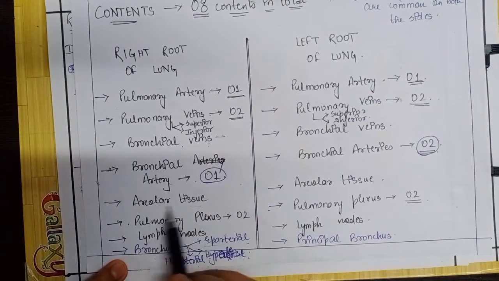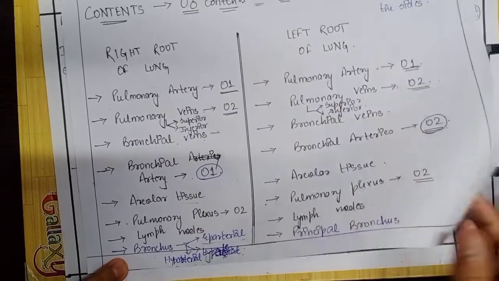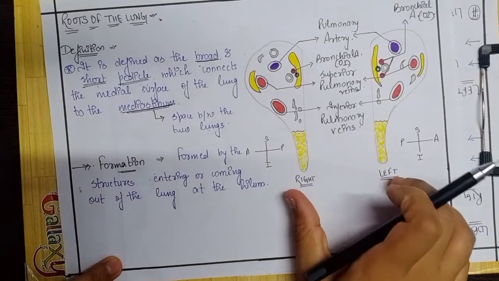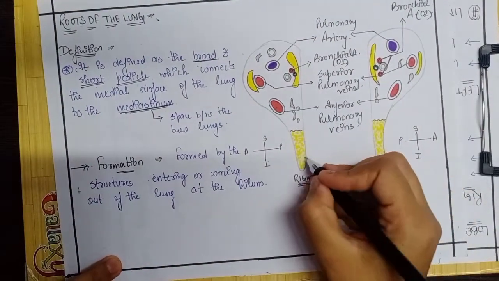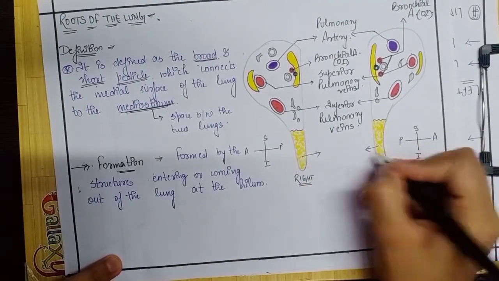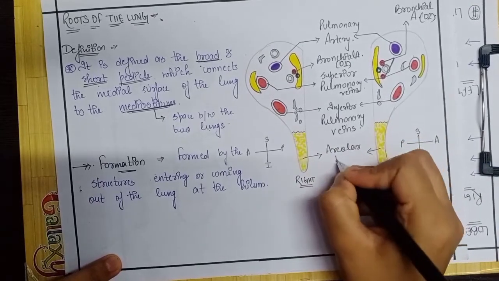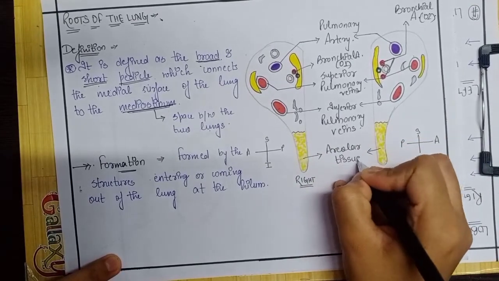So the next one is the areolar tissue. Areolar tissue is this one, which is present at the lowermost part of the root of the lung. So we can mark it together. It is colored in yellow. Areolar tissue. That's it.